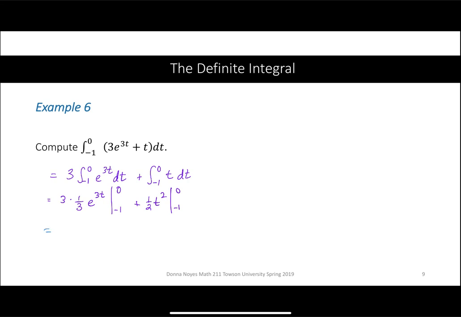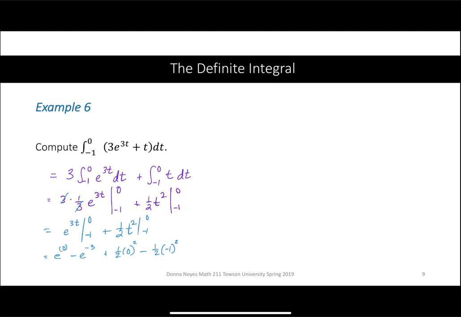So let's plug those in. After simplifying, we end up here with e to the 3t from -1 to 0 plus 1/2 t squared from -1 to 0. So we end up with e to the 0 minus e to the -3 plus 1/2 times 0 minus 1/2 times -1 squared.